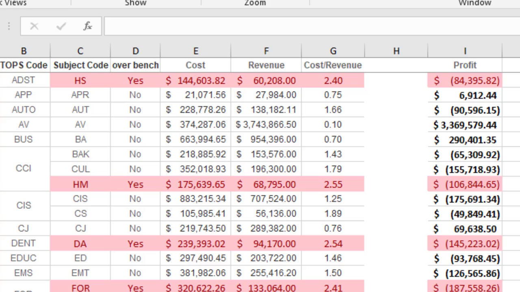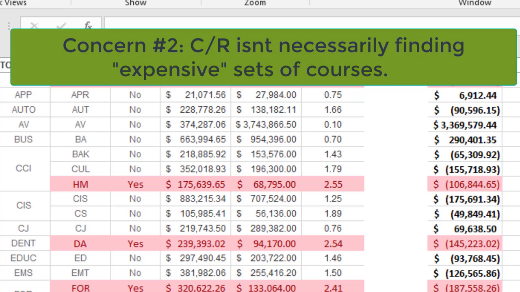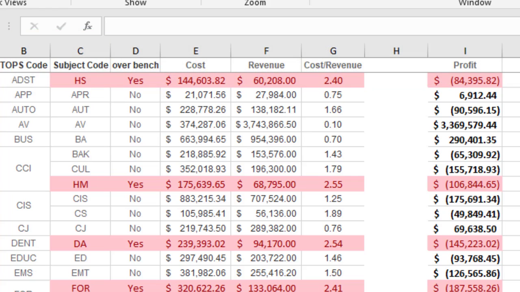But my second criticism right now of this cost over revenue measure is simply this. It's not necessarily identifying the programs that are costing the most money. It's identifying, again, programs that cost more than 2.04 times what they make. But there's no indication of money involved in that multiple.